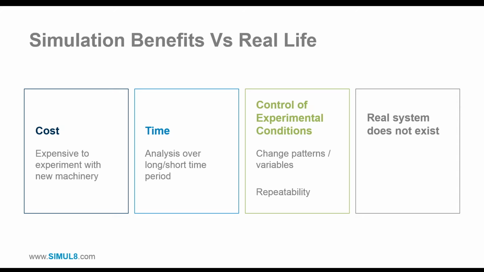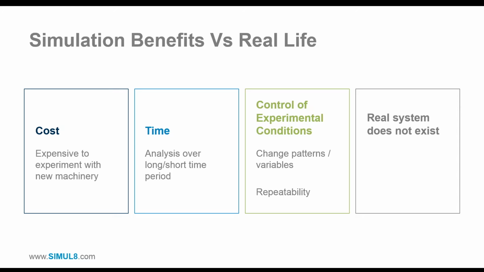We can also analyze our system over a long period of time. So we've had client models that run for 400 years. That's obviously at the more extreme end of the scale, but our software is capable of handling that amount of time. We can also control our experimental conditions, which basically means that we can perform our what-if analysis. So for example, we might want to increase the demand on the system to make sure that we can still process that amount of work.